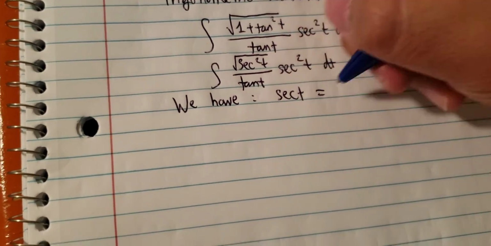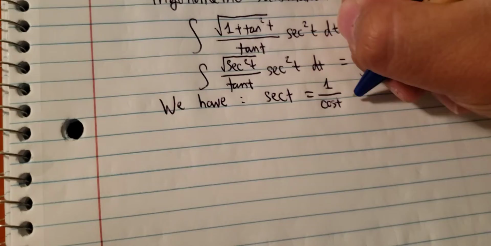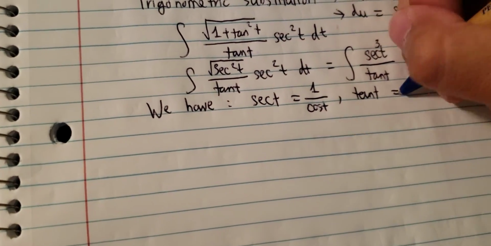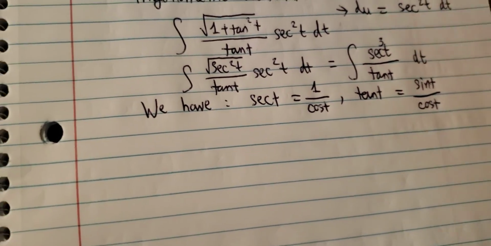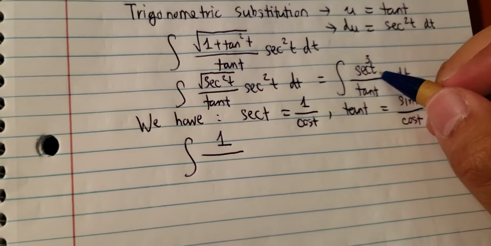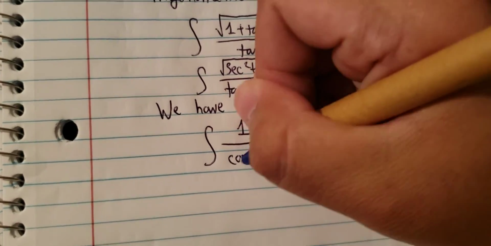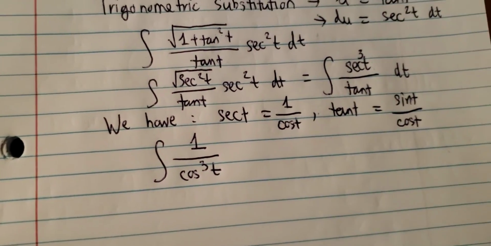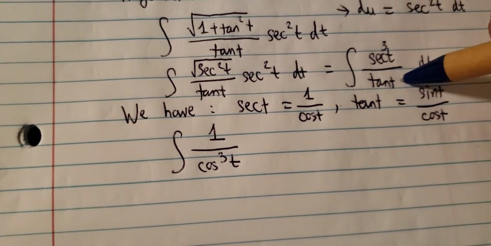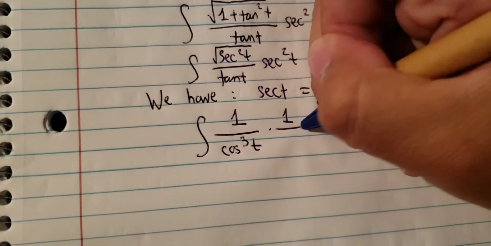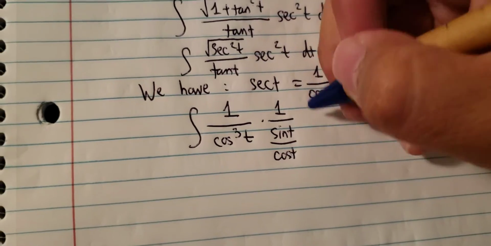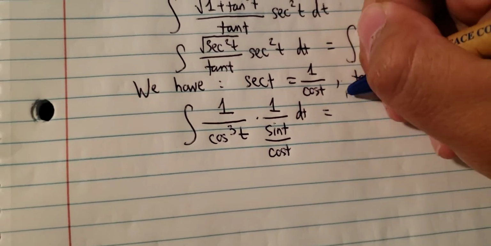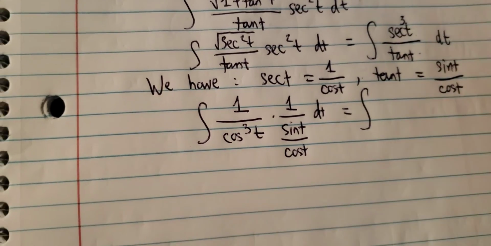secant of t, that's 1 over cosine t. Tan t, we need to change into sine t over cosine t. So this one, we change for 1 over cosine t to the power of 3. Tan t on the denominator should be sine t over cosine t, just like this. And we simplify cosine t and cosine t.